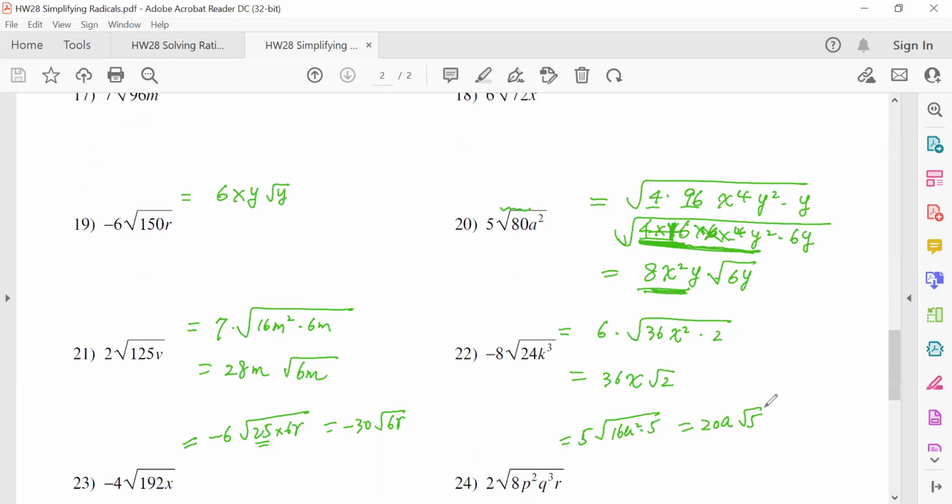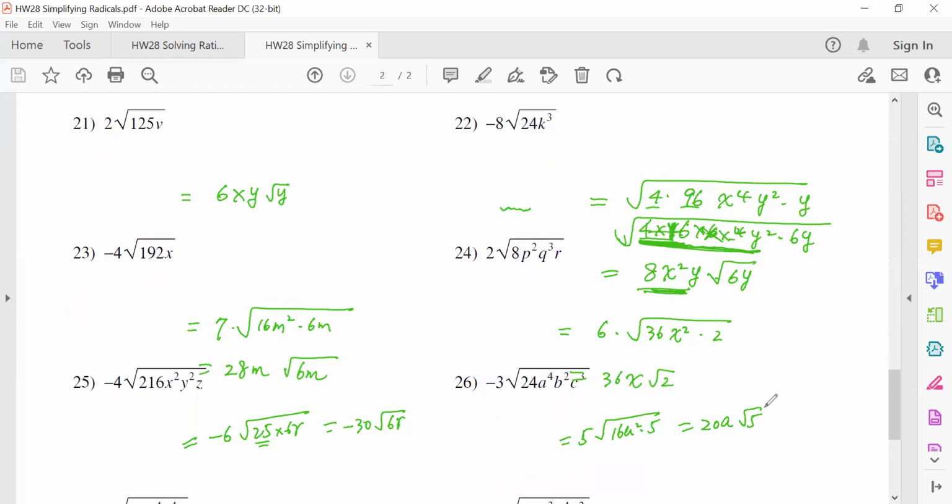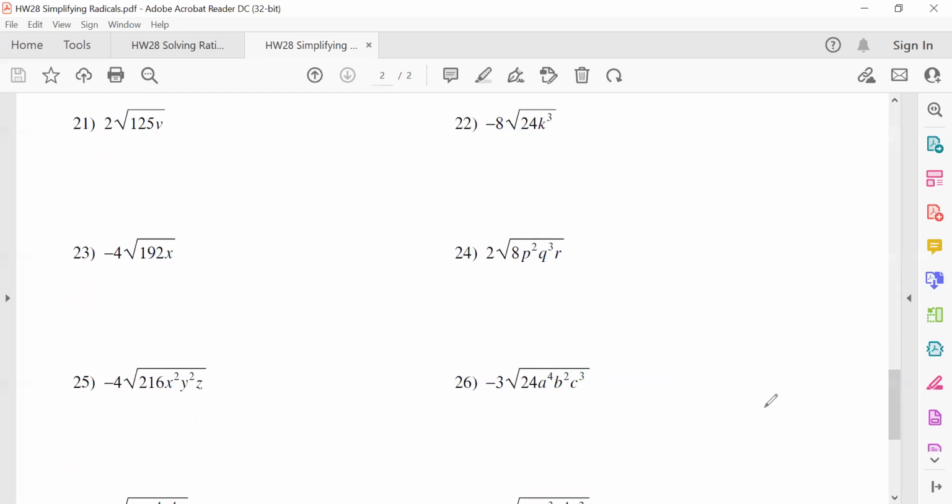Okay, all right. Let's move on to 21. So here equals 2 times 25 times 5, right? Times 5v. Okay, it's easy. So here you get 5. Take 5 out, 10 square root 5v. Right? So to simplify, you try to factor anything inside, make sure it becomes something squared.